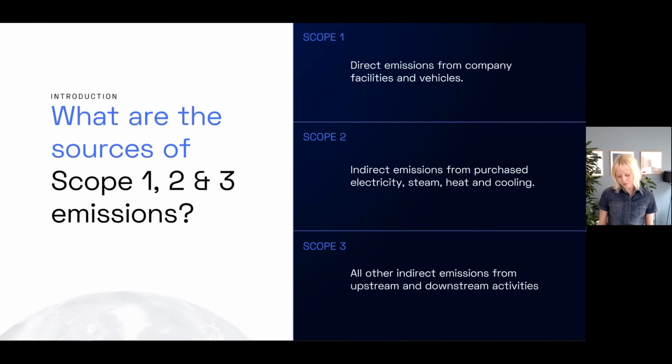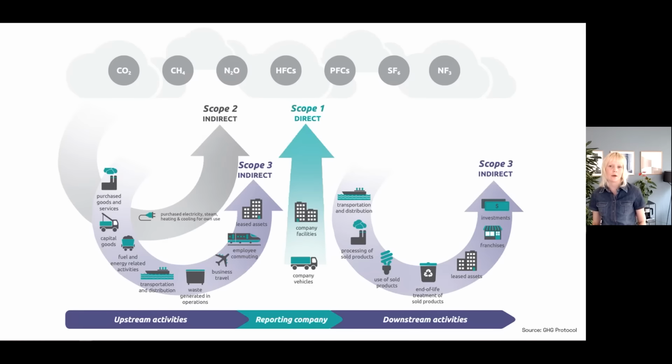So the emissions arise from different sources, and they are divided in the GHG protocol into 3 different scopes, and this helps you to identify the actual sources of the emissions. So scope 1 covers the direct emissions from company facilities and vehicles. And scope 2 covers the indirect emissions from purchased electricity, steam, heat, and cooling. And scope 3 covers all other indirect emissions from upstream and downstream activities. And next we can take a deeper look.